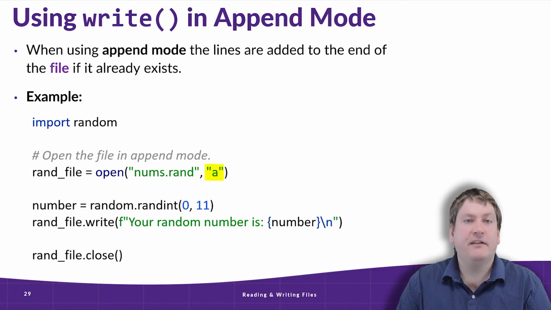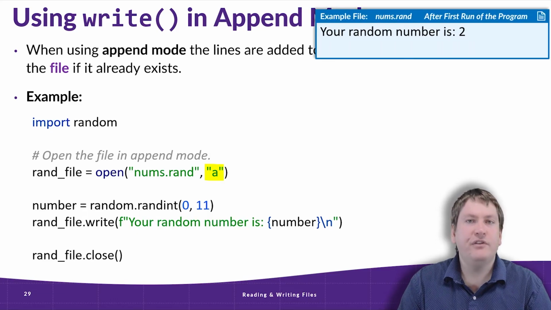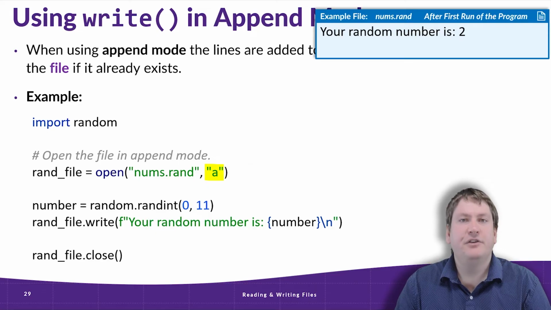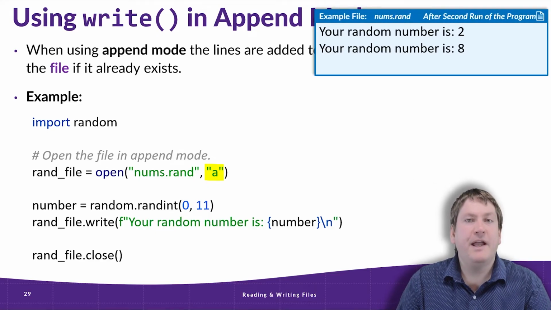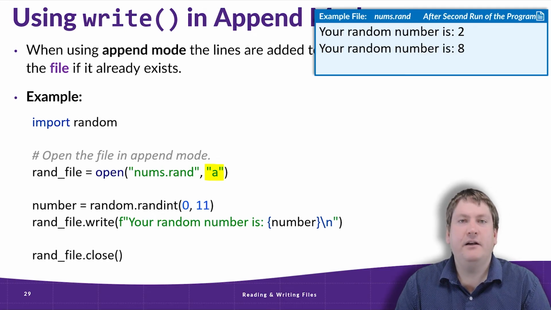So this means if the file exists, we're not going to just overwrite it. We're just going to keep adding new lines to the file. Each time we run this program, a new line is going to be added. So the first time we run this program, the file will contain your random number is 2. If we ran this program a second time, the file would be appended to, and we'd get a new line in the file. In this case, it says your random number is 8.